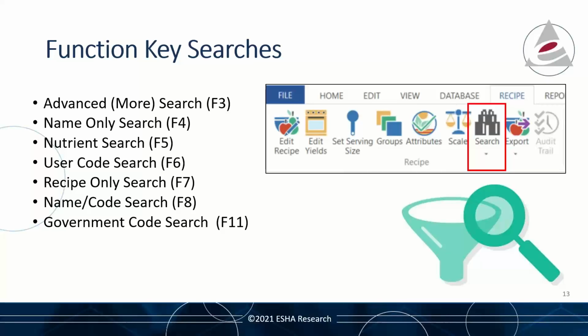For some of the fields, you use the function keys to perform the searches, such as user codes, you'd use the F6 key, or government codes, the F11 key. Searching for recipes only, you can use the F7 key. So again, for recipes only, you would type in the recipe name and press F7.